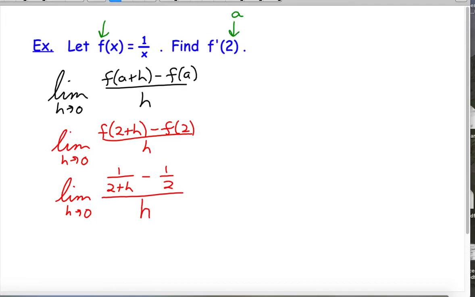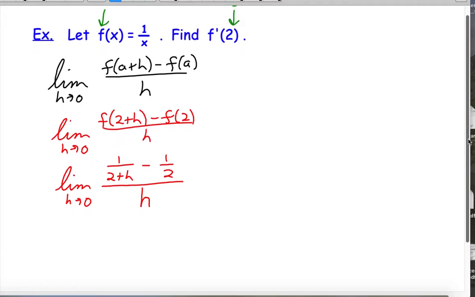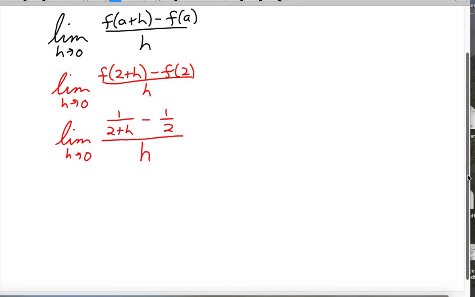So the rest of it is just going to be some algebra. And this is where some people usually get stuck or hung up on. So we have a complex fraction. What do we need to do? Well, we need to combine these two fractions.